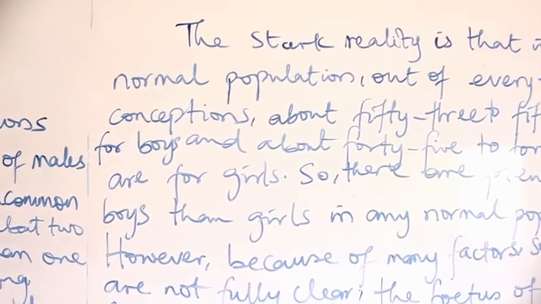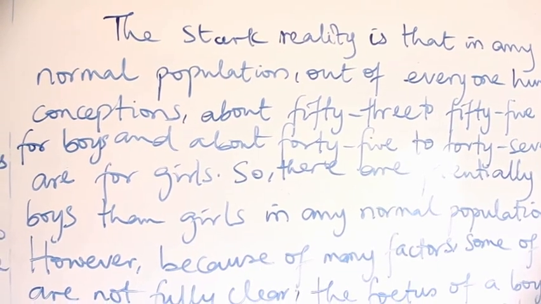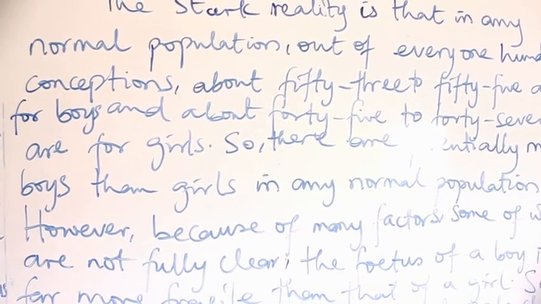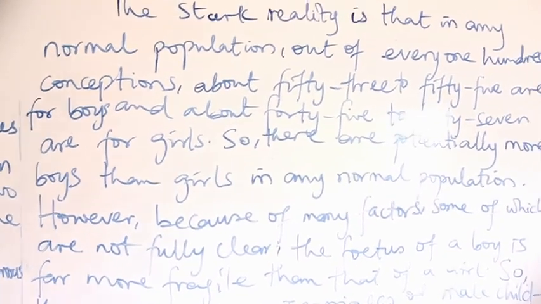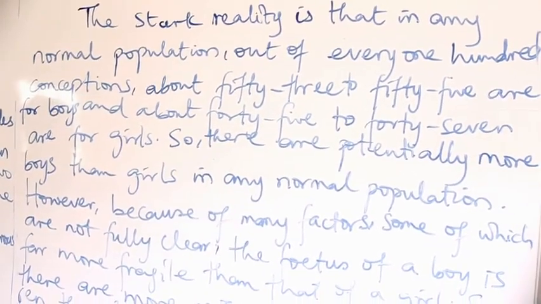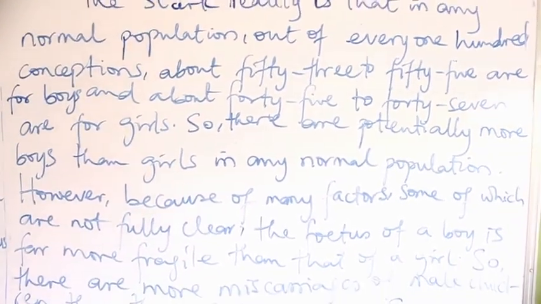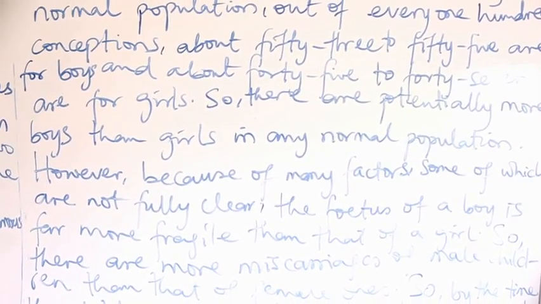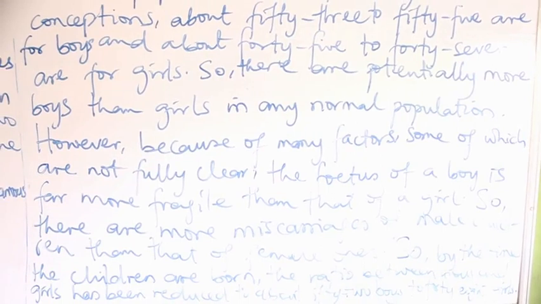The stark reality is that in any normal population, out of every 100 conceptions, about 53 to 55 are for boys, and about 45 to 47 are for girls. So there are potentially more boys than girls in any normal population. However, because of many factors, some of which are not fully clear, the fetus of a boy is far more fragile than that of a girl.